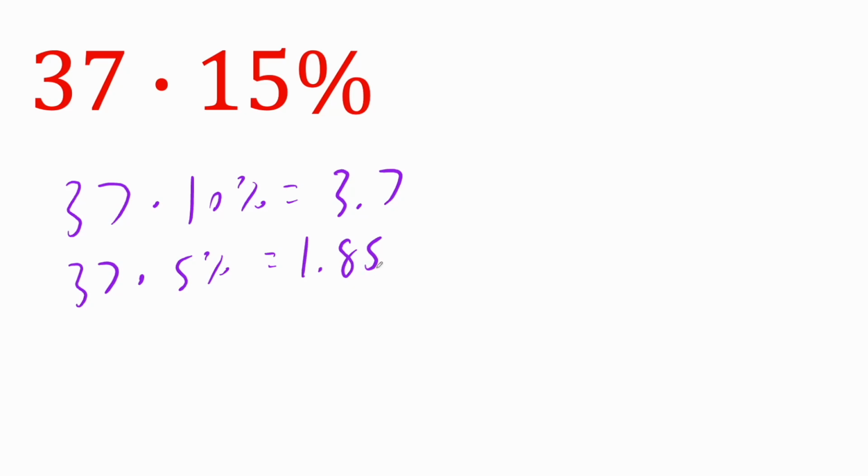Another way of thinking about this, 18.5 times 2. 18 times 2 is 36. 5 times 2 is 10. That's how you get 37. That's just another way of thinking about it.